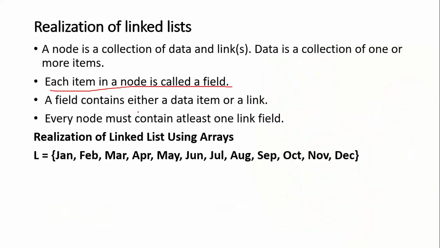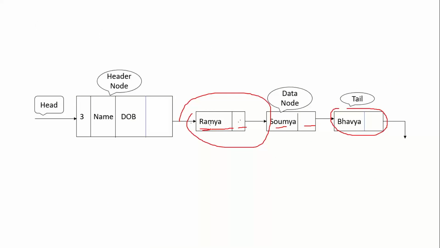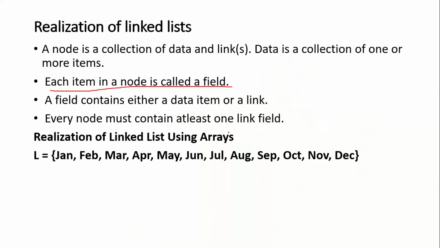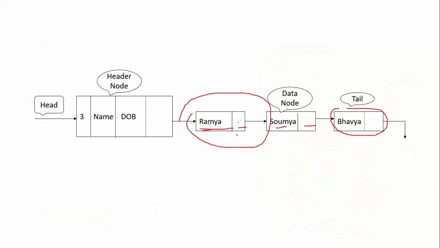Next, a field contains either a data item or a link. We know that. See, this field contains data and this field contains a link. So it can contain either data or link. Next, every node must contain at least one link field. So every node should have this link field compulsorily.